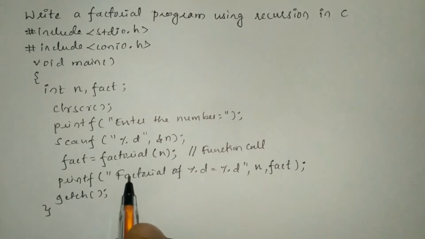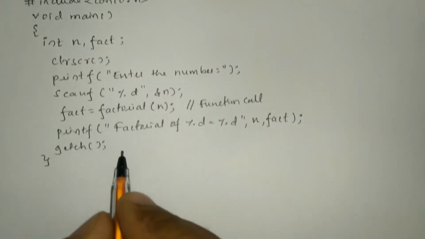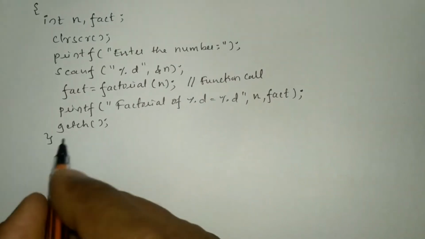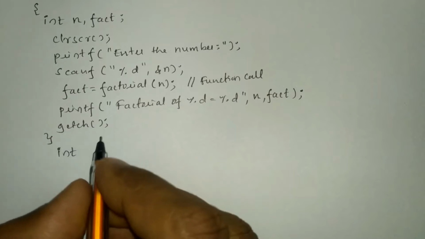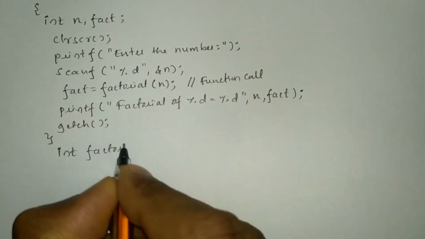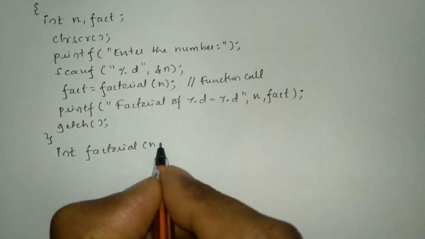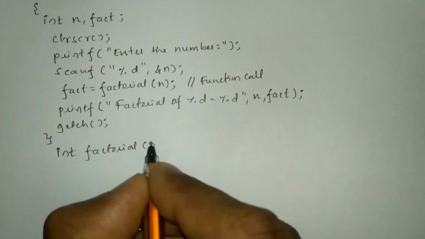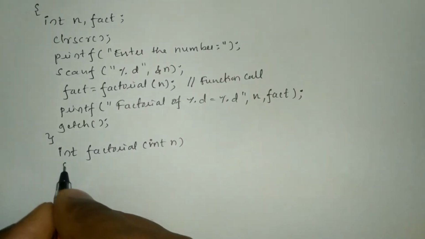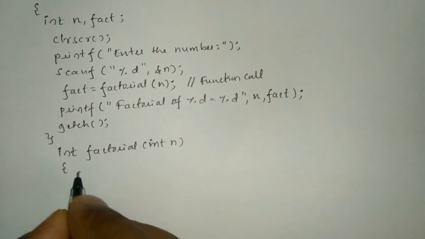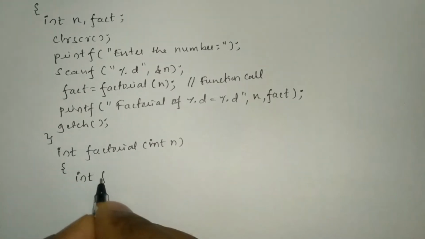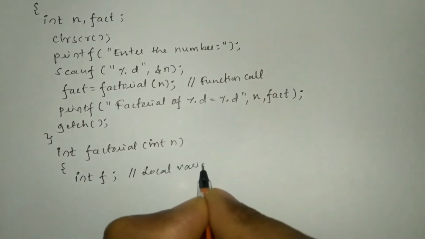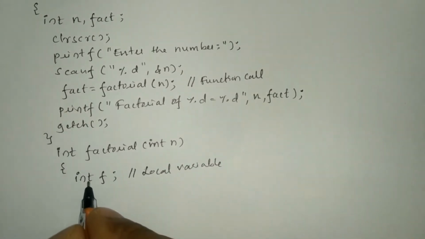Now it's time to define this function. So here I'm going to define this particular function by writing the return type int, then the name of the function is factorial, and inside the round brackets I'm going to write n. So here we'll write int n and a curly open brace. Here I'm going to declare a local variable, int f. This is called a local variable that can be accessed within the block of this function definition.